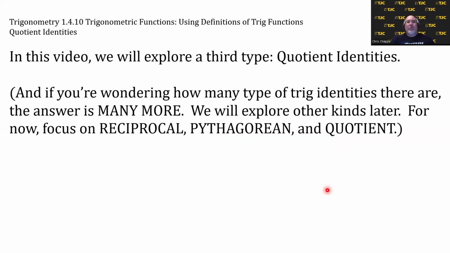In this video, we will explore a third type, quotient identities, quotient being the answer to a division problem. And if you're wondering how many types of trig identities there are, the answer is many more. We will explore other kinds later. For now, focus on reciprocal, Pythagorean, and quotient.